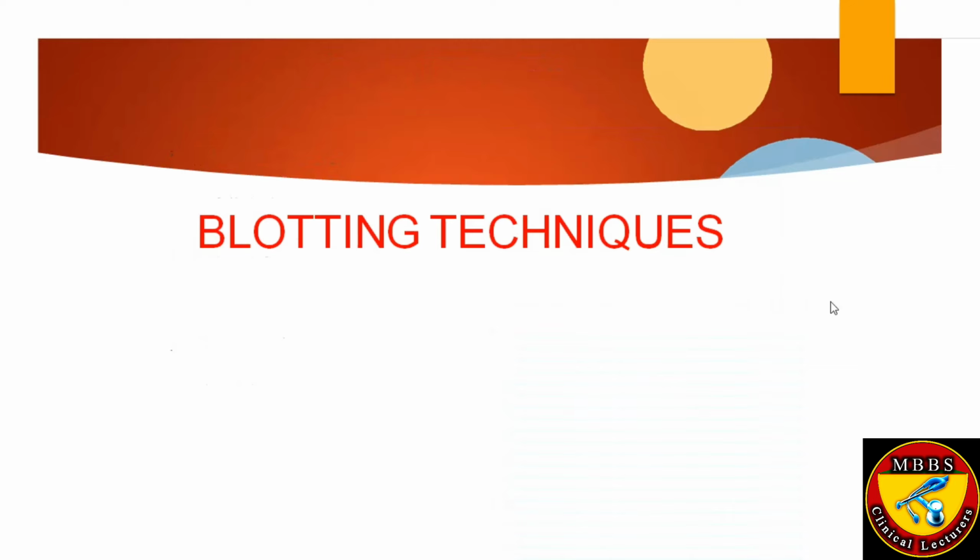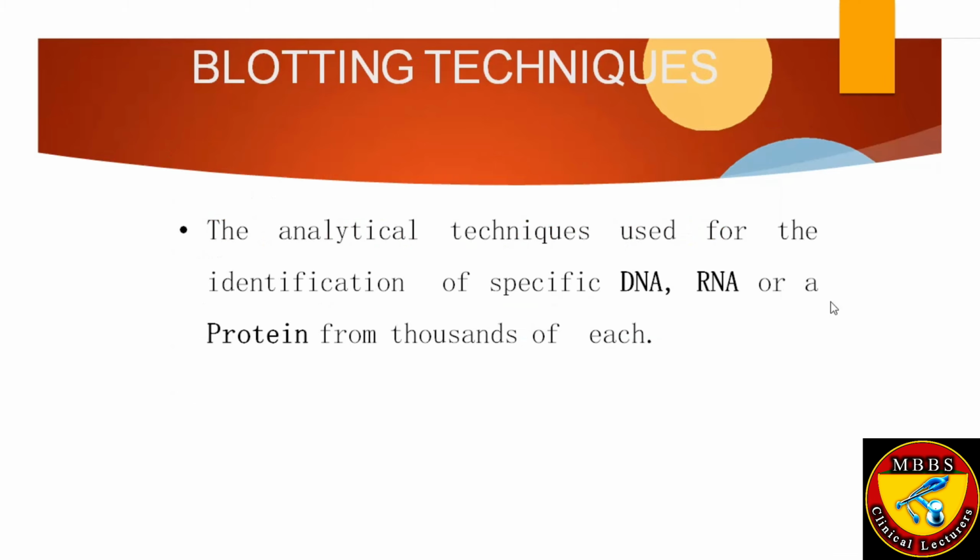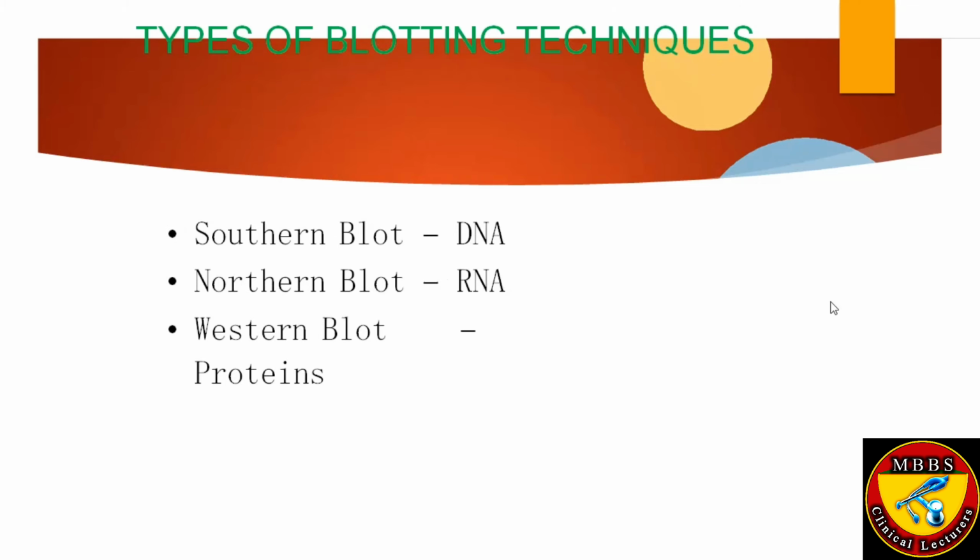Now, after PCR, another technique that we use at the molecular level is the blotting technique. This blotting technique is used for the identification of specific DNA, RNA, or protein from thousands of each. In this technique, Southern blot is used for DNA, Northern blot for RNA, and Western blot for protein.